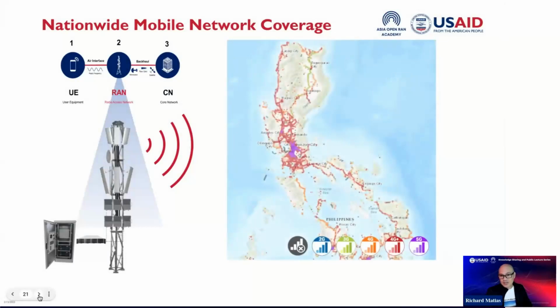So the RAN is the one that gives us the mobile network coverage. This is the main reason why you see a signal bar in your phones. And then we built it in different parts of the country. Like for example, what you're seeing in the screen, we put it in different parts of the Philippines. And RAN, next slide, please.